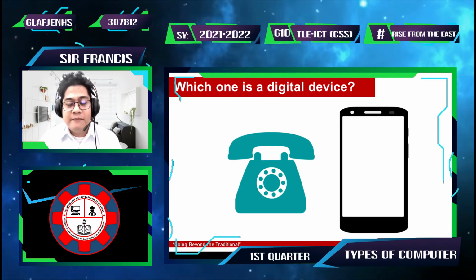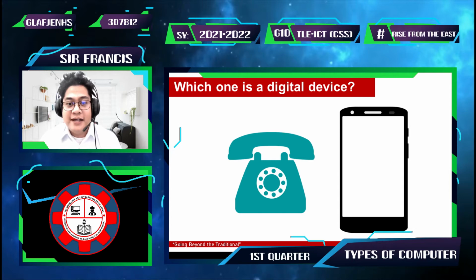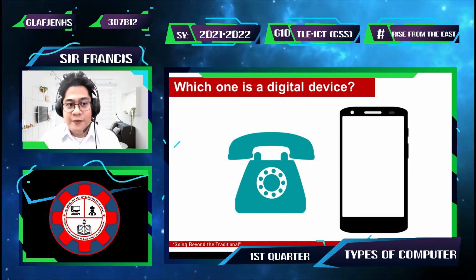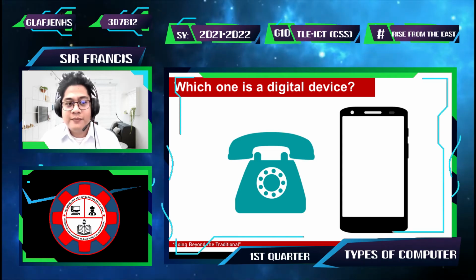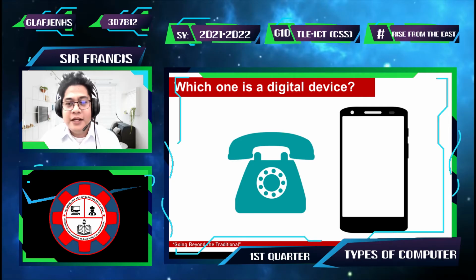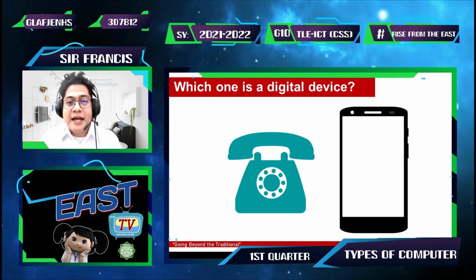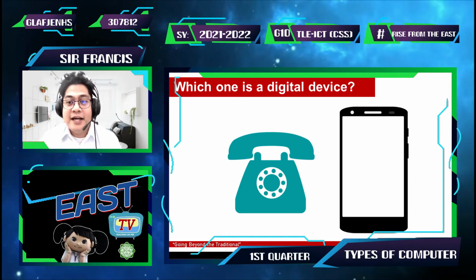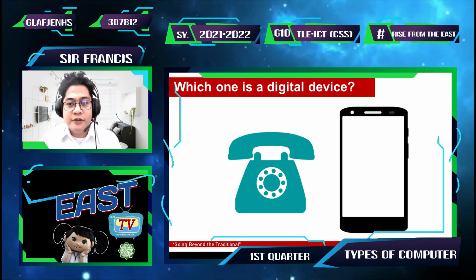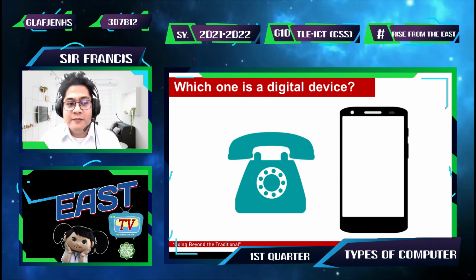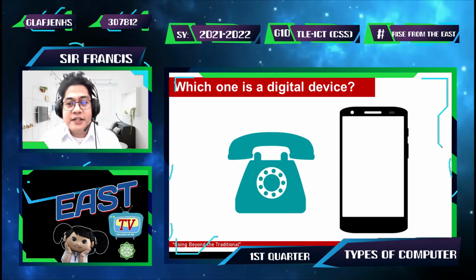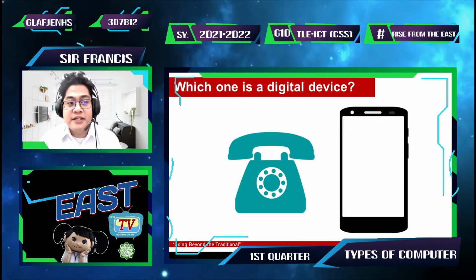How about this one? Which one is a digital device? Is it the telephone or the cell phone? If your answer is the cell phone, then you are correct. The analog version of a telephone is a landline. The sound of our voices are carried through a landline cable to the individual you are speaking to, while cell phones work by converting our voice to discrete digital signals that are sent to the receiving cell phone.